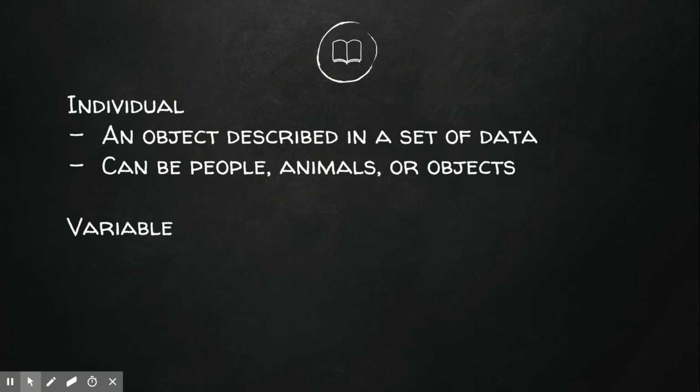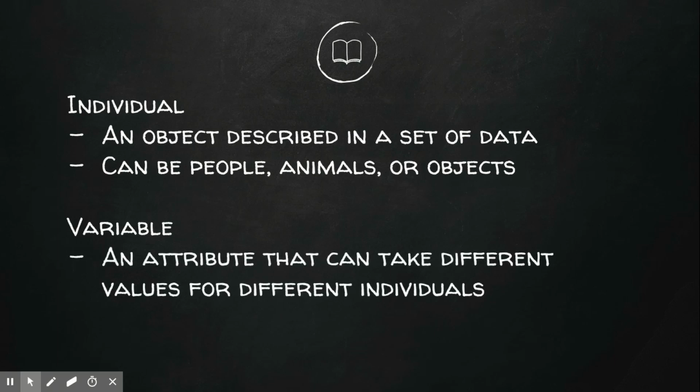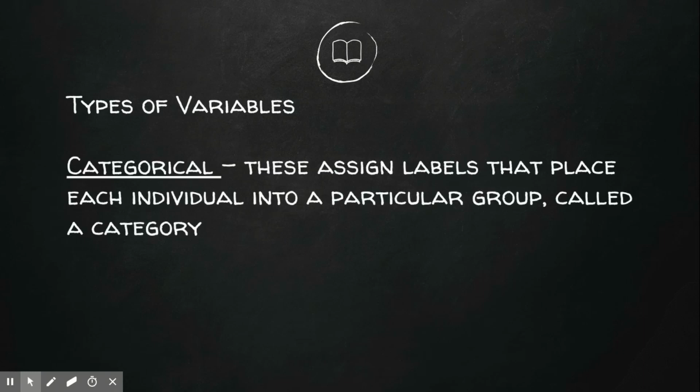Now, the data itself is broken down into variables. And a variable is an attribute that can take different values for different individuals. And there are several types of variables. The two that we're going to discuss in this class are, first off, categorical. Categorical variables assign labels that place each individual into a particular group called a category.